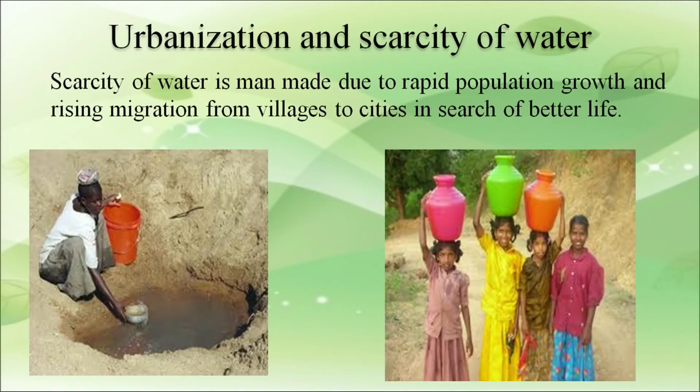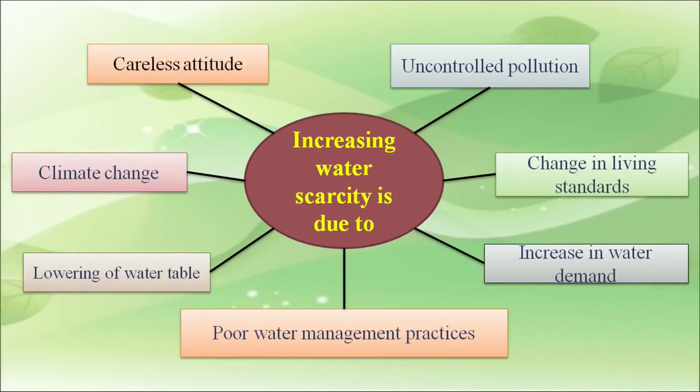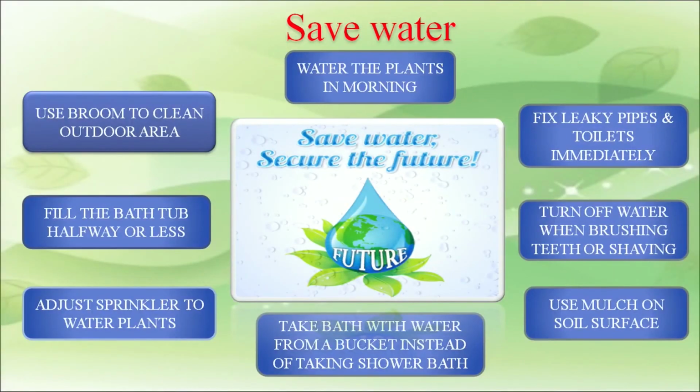Now come to the scarcity of water. Scarcity of water is man-made due to rapid population growth and rising migration from villages to cities in search of a better life, as shown in the figure. There are several other factors increasing water scarcity: uncontrolled pollution, change in living standard, increase in water demand, poor water management practices, lowering of water table, climate change, and careless attitude. We have to save water for our future generation. It means save water to secure the future.